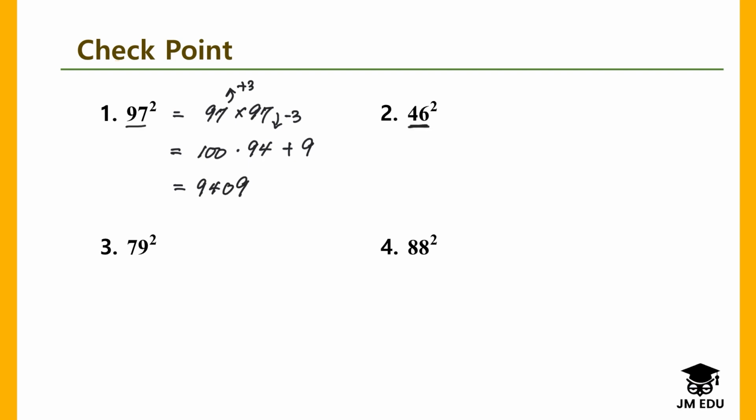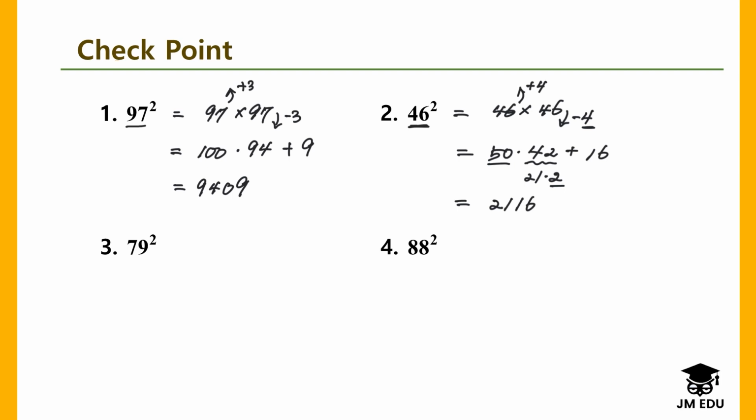46 is close to 50. So that is equal to 46 times 46, plus 4 minus 4. So that's 50 times 42, right? Plus 4 squared, 16. So 42 is 21 times 2. 50 times 2, that's 100. So 100 times 21, that's 2100, but we have a 16. So 2116.